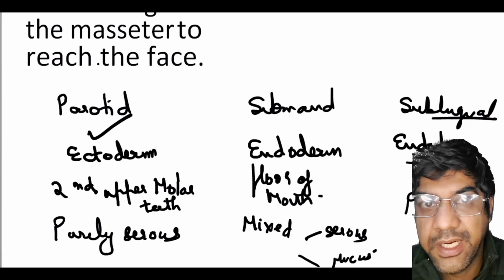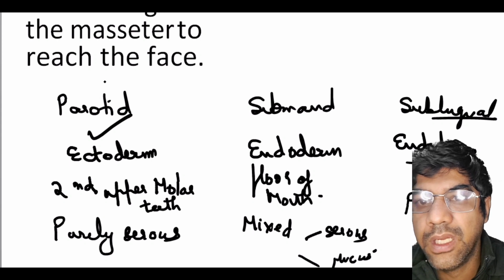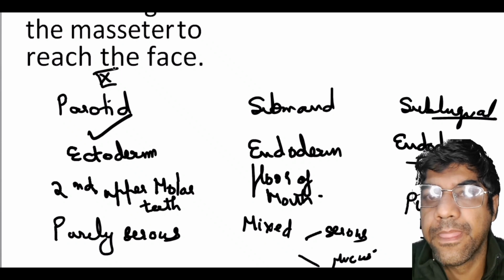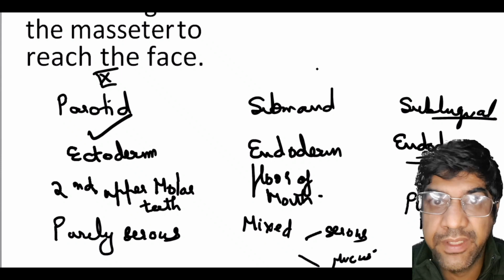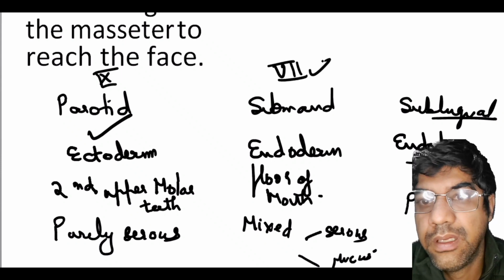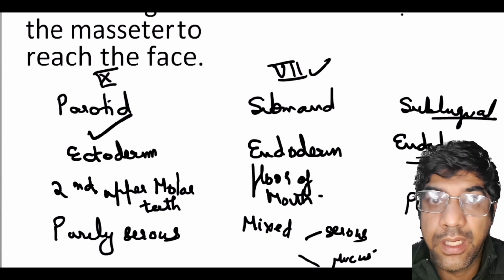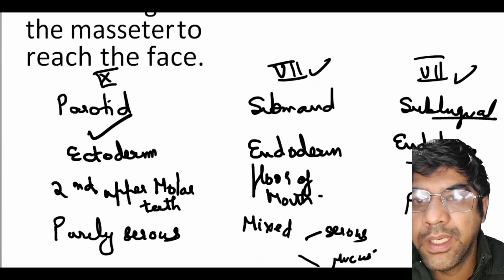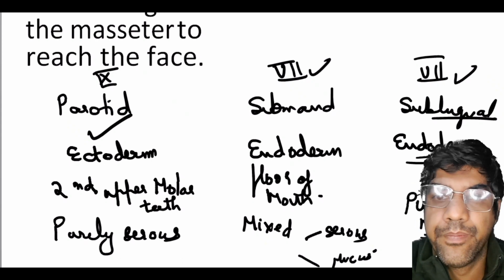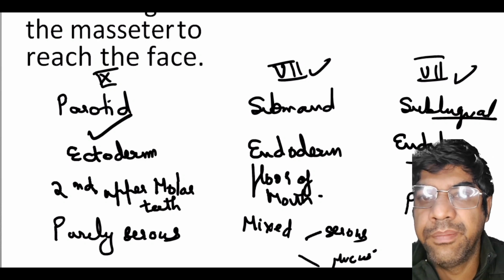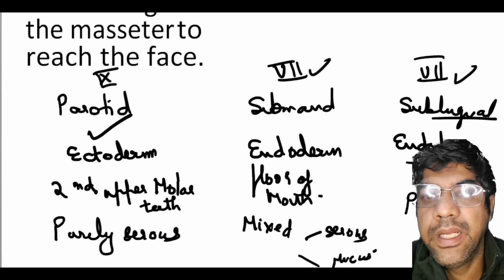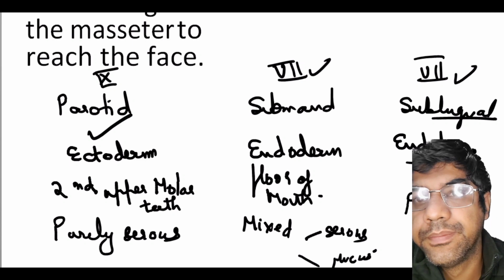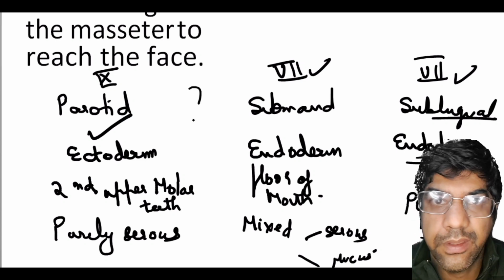For the parotid gland, the secretomotor root is from the 9th cranial nerve, and for the submandibular, it's from the 7th cranial nerve, and for the sublingual, it's again the 7th cranial nerve. The sympathetic root for the parotid gland is the plexus around the middle meningeal artery. For the submandibular gland, it's the plexus around the facial artery, and it is the same for the sublingual gland. So these are important points.